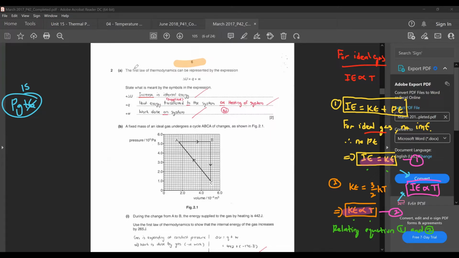Okay, the question states that the first law of thermodynamics can be represented by the expression delta U equals Q plus W. What is meant by the symbols in the expression when we say there's positive delta U, positive Q, and positive W? So remember in the notes last week, I mentioned to you that for these three variables, positive and negative have a specific meaning to them. If you are talking about positive delta U, it means increase in internal energy. If you're talking about positive Q, that means heat is transferred to the system, or rather heat is supplied to the system. And then if you're talking about positive W, this one means work is done on the system.